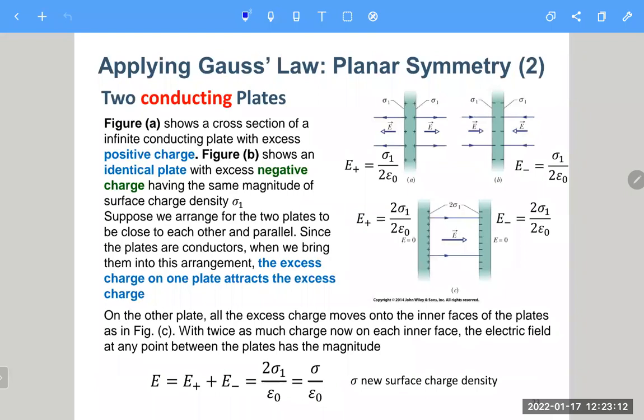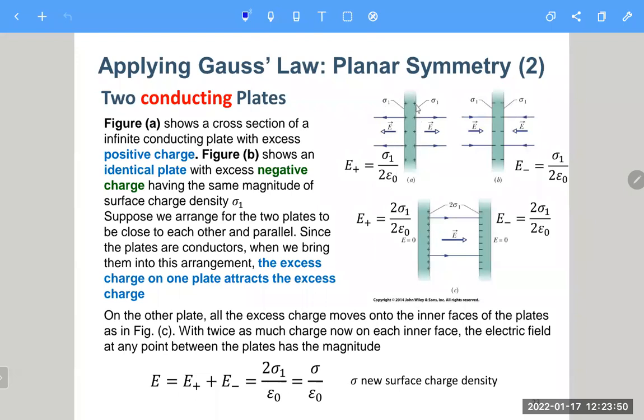Okay, here we apply this to the conducting plate. We can put two conducting plates, one with positive charge, another with negative charge. Both have the same amount of charge, or the same surface charge density, sigma 1. So this is positive, this is negative. For figure A and figure B, if we assume that these two plates are placed far away, we can just look at them independently.